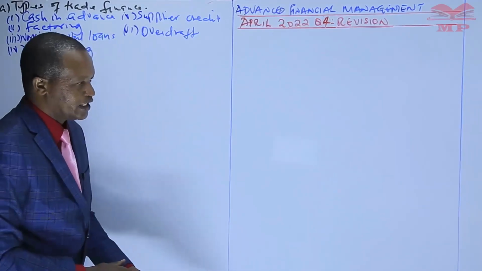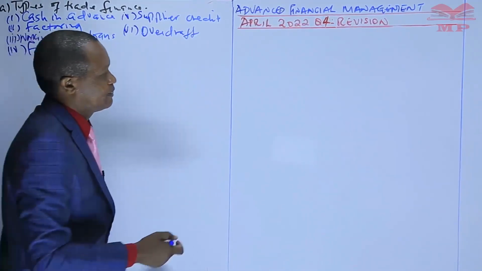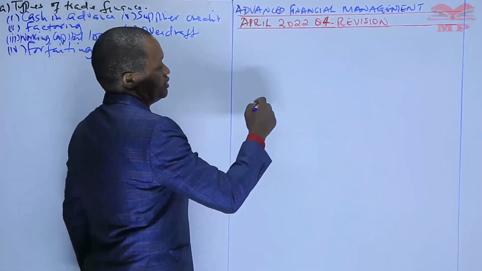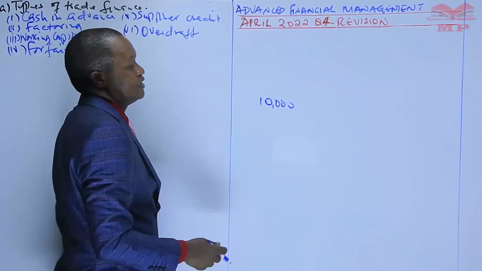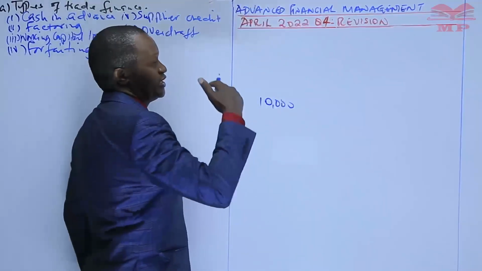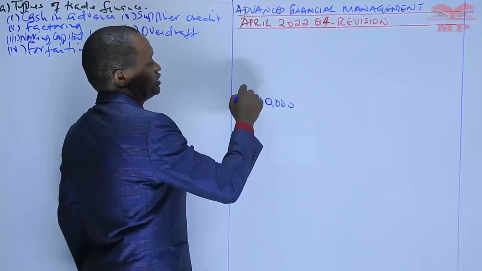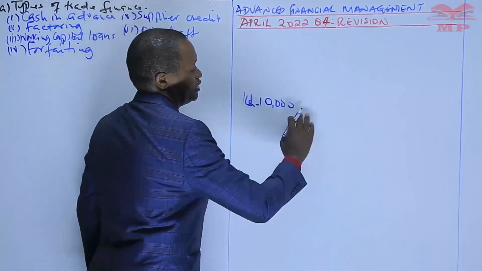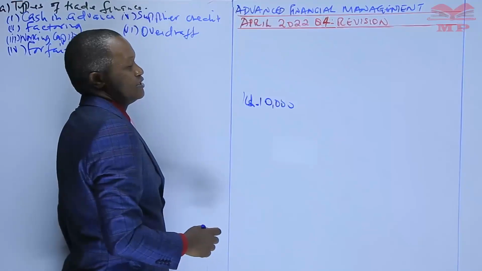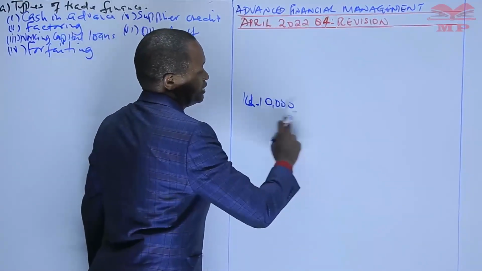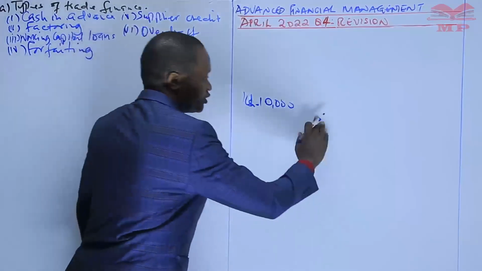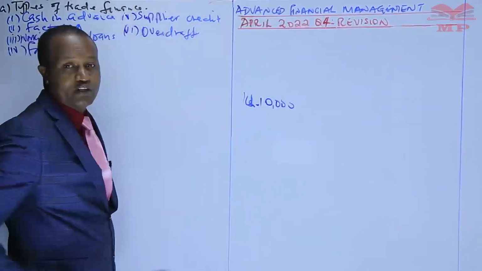Now, if you are holding a balance of, say, 10,000 in a current account, you hold a current account with a bank, and you have this amount of money in the account. The bank can allow you to spend money in excess of the 10,000 shillings. That excess is what we are referring to as the overdraft.